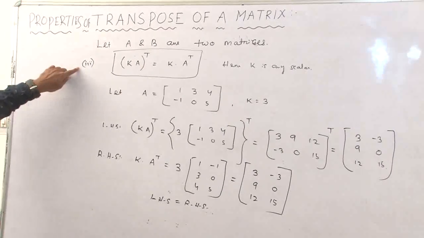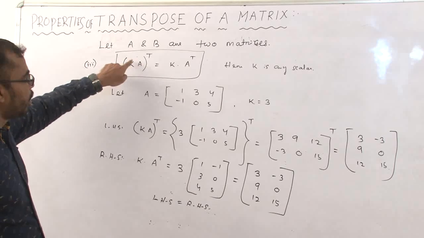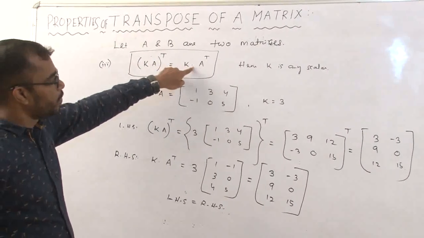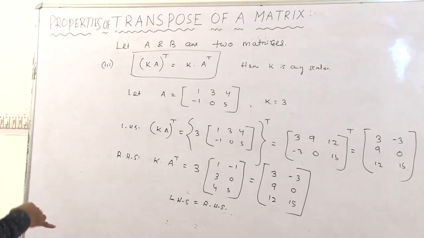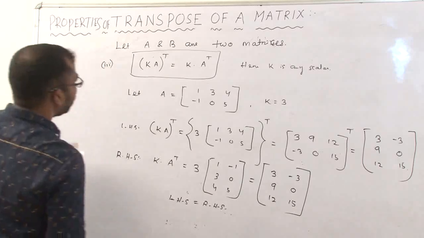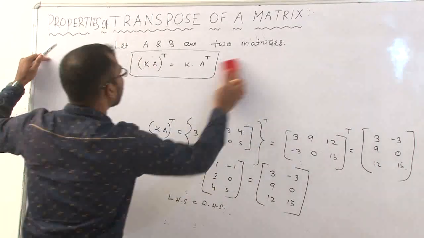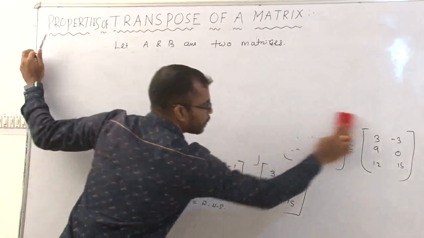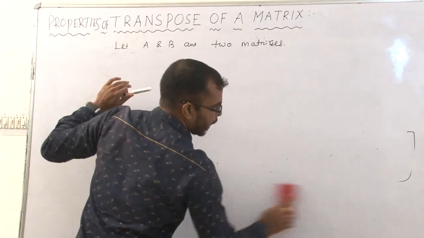So in property number 3, if any scalar is multiplied to a matrix and then the transpose is taken, it is equal to the scalar multiplied by the transpose of the matrix. Now we proceed to the fourth point, property number 4, and that is very important in the long answer category.